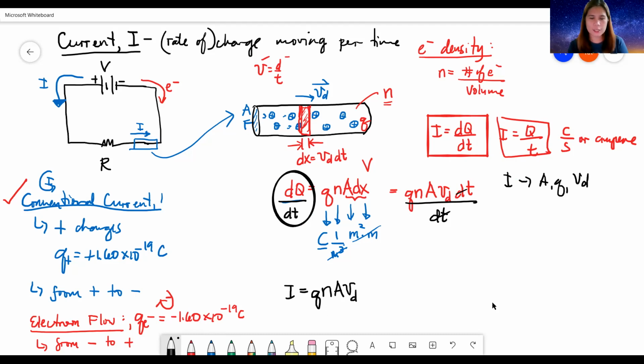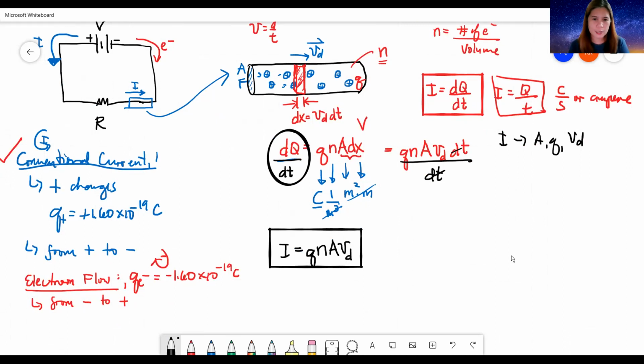So if you check the units, let's check the units here. Dimensional analysis.